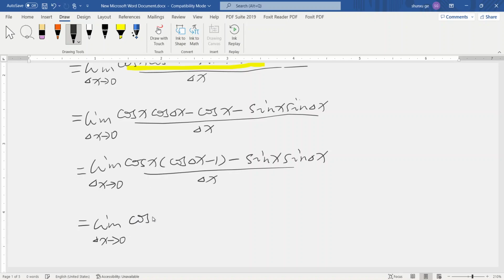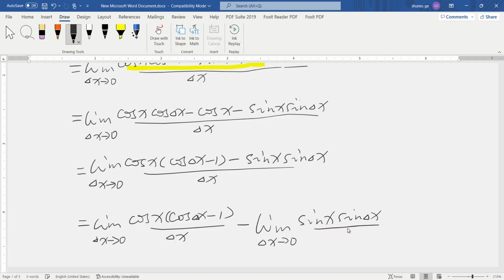So cosine x times (cosine delta x minus 1) over delta x, minus sine x times sine delta x over delta x. Okay, for sine delta x over delta x, when delta x approaches 0, this part is 1.